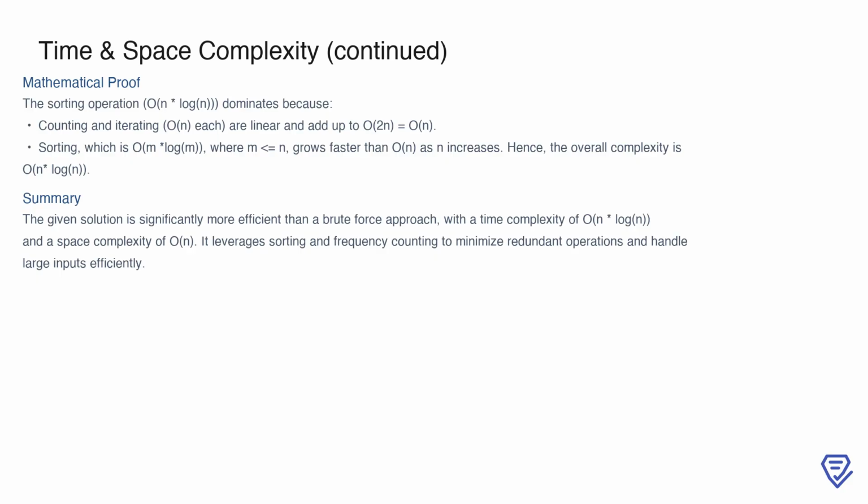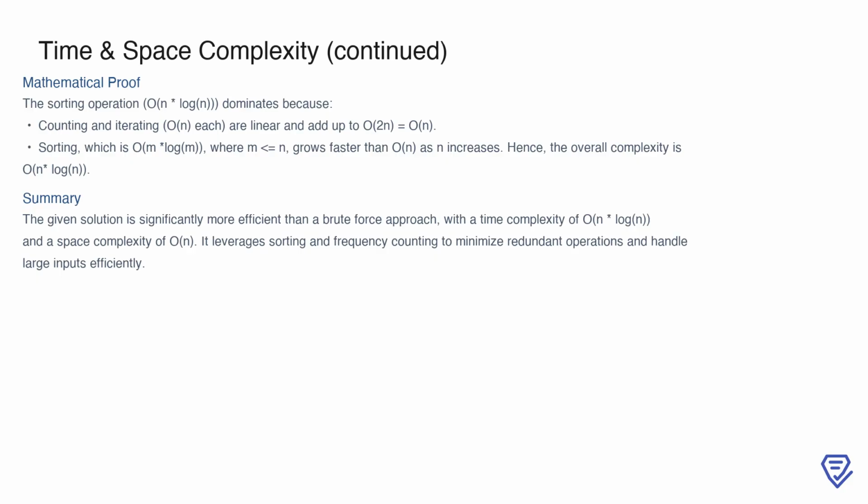Counting and iterating through the elements are linear operations, each taking O(n), which adds up to O(n), or simply O(n). Sorting the unique keys, however, involves O(m*log(m)), where m is less than or equal to n. As n increases, the growth rate of O(n*log(n)) outpaces O(n), making sorting the critical factor. In summary, the solution is highly efficient compared to the brute force approach, with a time complexity of O(n*log(n)) and a space complexity of O(n).